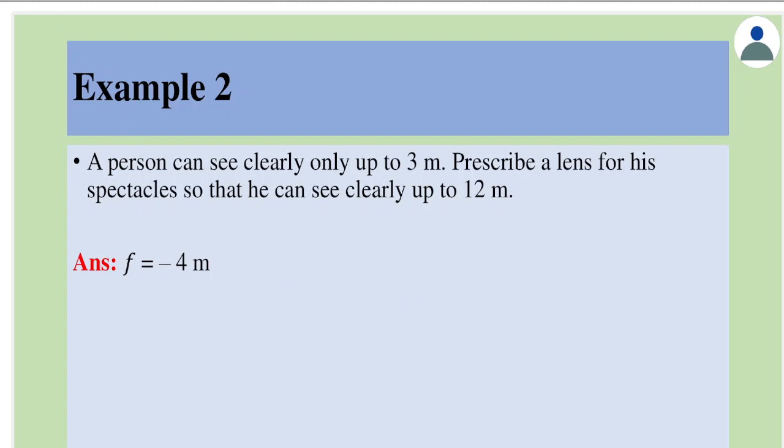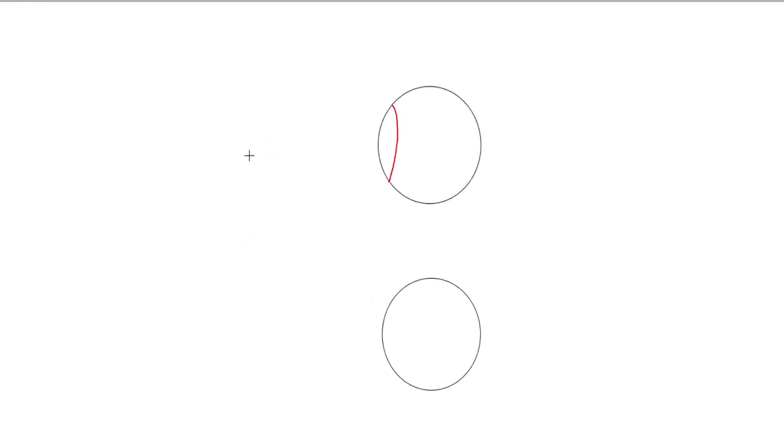Example 2 says a person can see clearly up to 3 meter only. Prescribe a lens for his spectacles so that the person can see clearly up to 12 meters. In this case, it is short-sightedness because the person can see only up to 3 meters. So, if we draw a diagram for this, then the person can see only up to this point. We call it the far point.